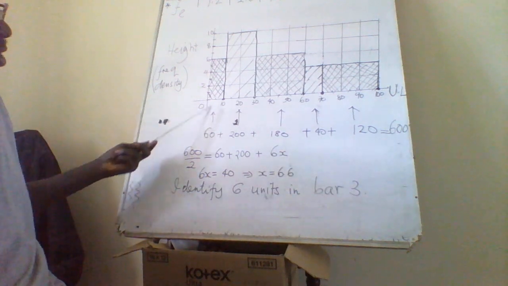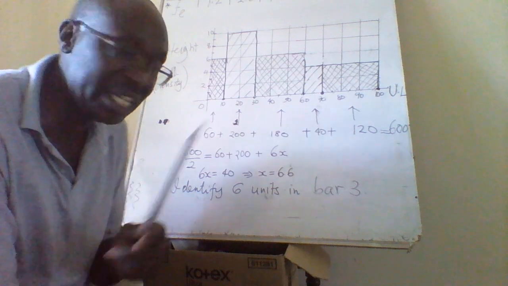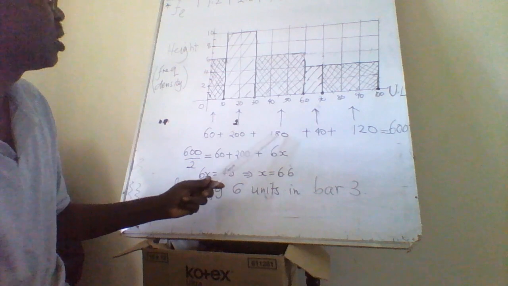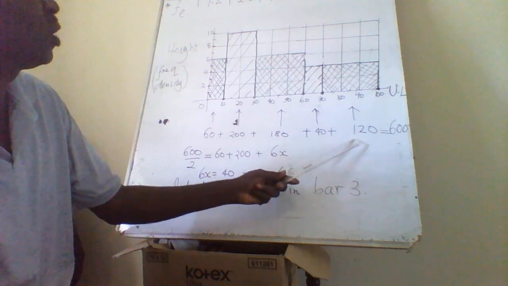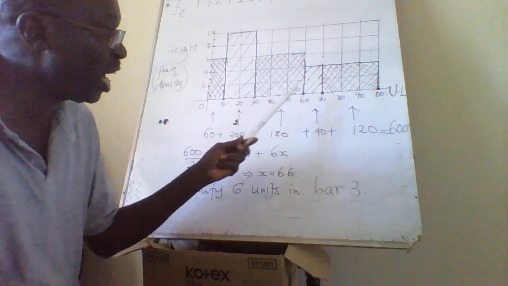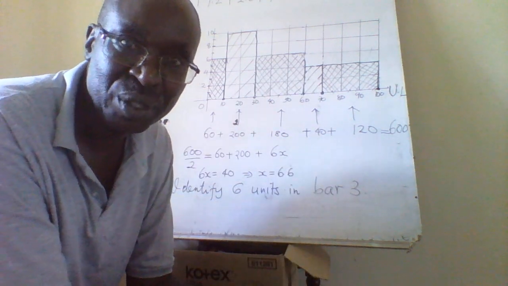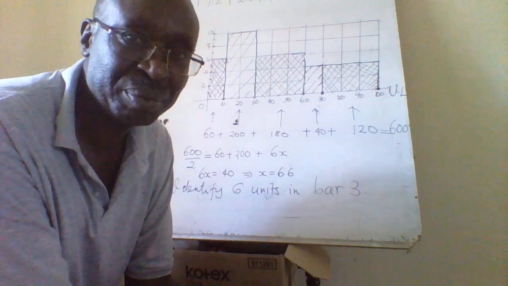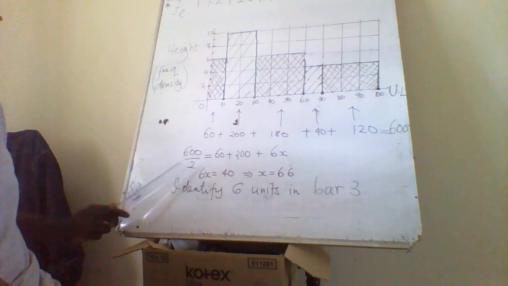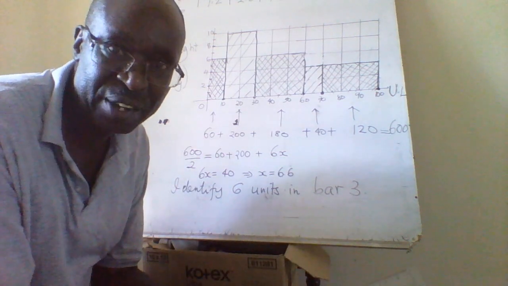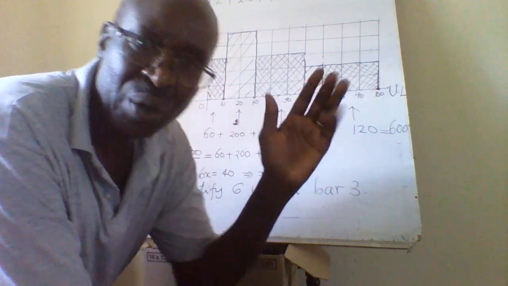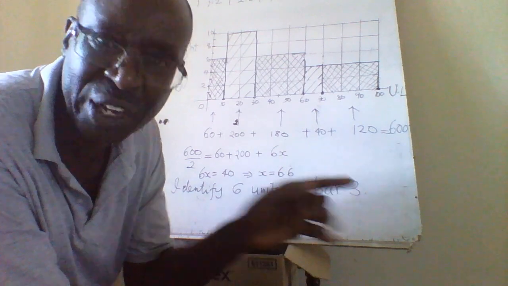This area here, the first bar, represents area 60. Then the next class, 200. Then 180, 40, and 120. These are the areas you add. After adding them, you get 600. So AT, total area, is 600 divided by 2 here. 600 divided by 2 is 300. So you compute quickly in your mind which areas, when I put together, will give me 300.